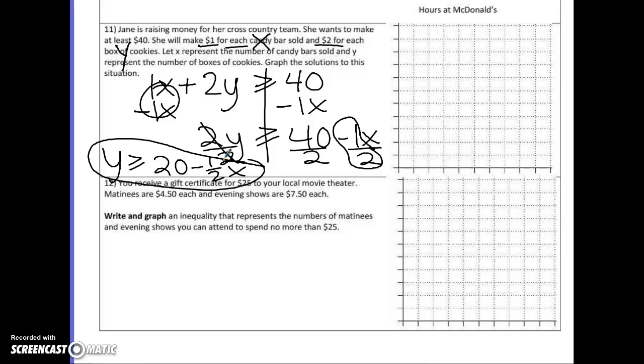To fit it all on the graph, I'm probably going to need to go by 2. So I'm going to say 2, 4, 6, 8, 10, 12, 14, 16, 18, and 20. So I'm going to start at 20. And if I want to go down 1 over 2, my numbers go by 2. So I got to be careful about that.